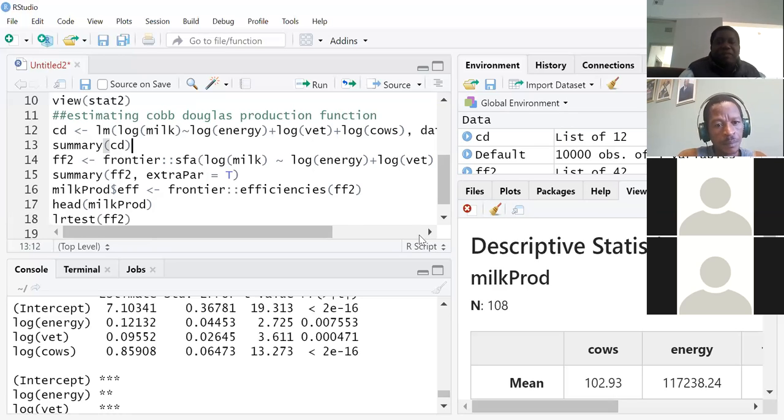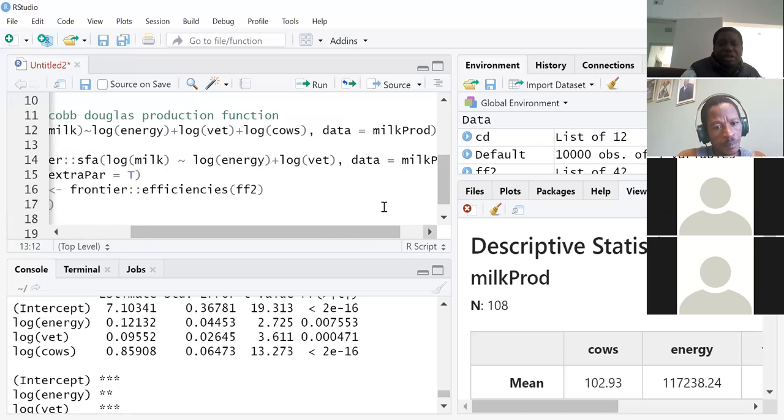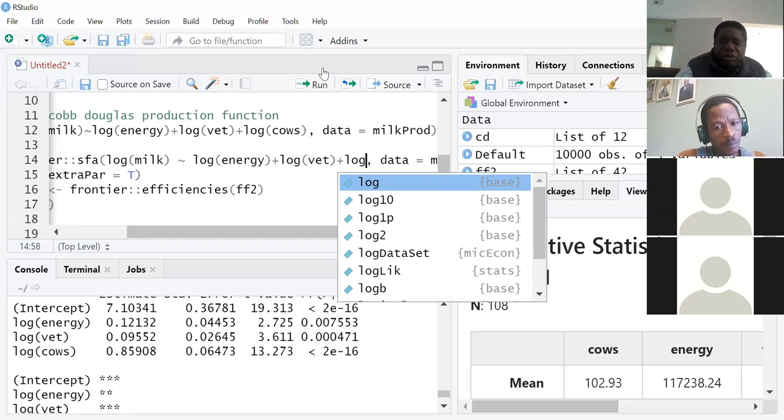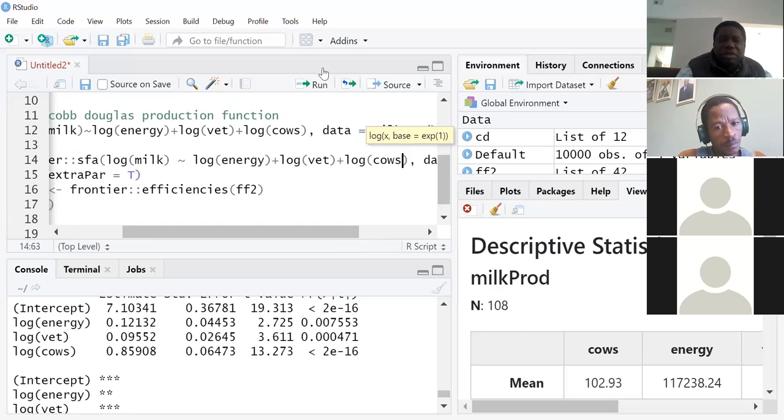Then I repeat whatever I've done up there, it is the same thing. Let us add a plus log cows. Thank you.